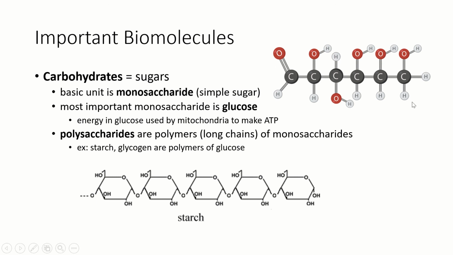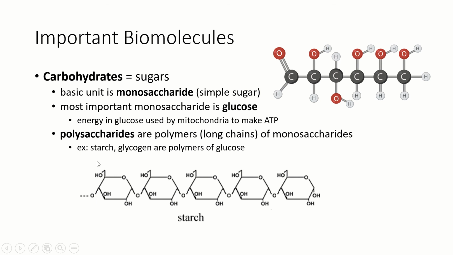This is glucose, which is the most important monosaccharide, because remember, this is the one whose energy is going to be used to make ATP. Here it is in a line. Most often in an aqueous solution, it actually curves in on itself and makes a ring.